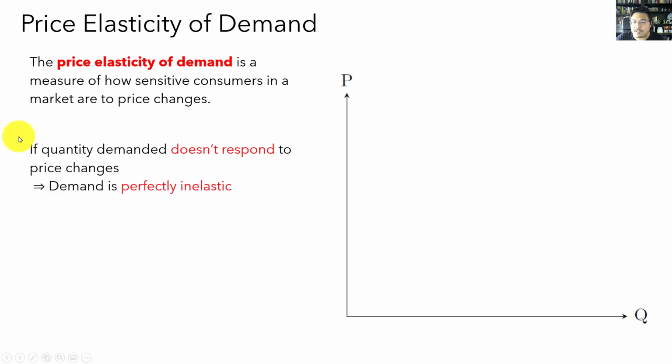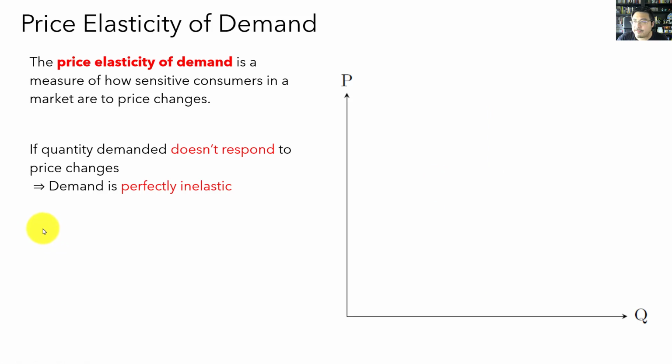Now, if consumers are not sensitive to prices at all, meaning that quantity demanded doesn't respond to price changes, then we say that the demand is perfectly inelastic. And a perfectly inelastic demand curve is going to look like a straight line that's vertical. Because what this line says is that it doesn't matter what the price is, the quantity demanded is going to be the same. So a perfectly inelastic demand curve is one where consumers are not sensitive to prices at all, and the demand curve is a straight vertical line.